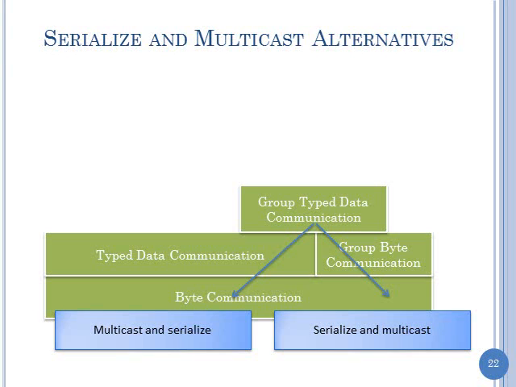Okay. And which way did we say it should go? So it can first multicast and then serialize, or it can serialize first and then multicast. I have to redraw the arrows. I have to make it go like this. We talked about it last time.